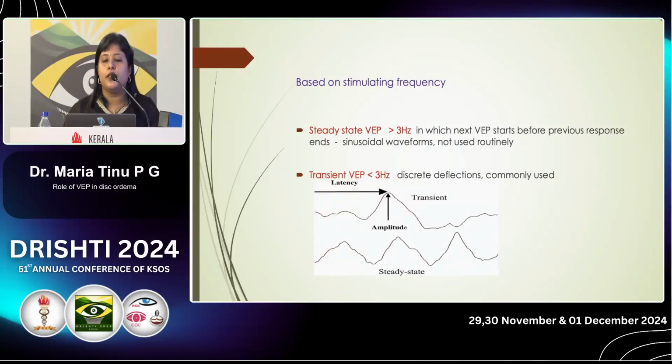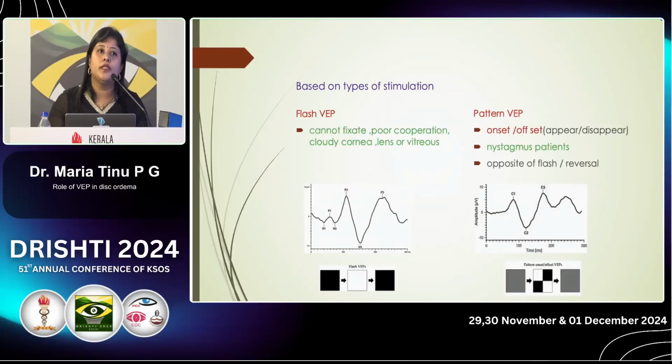Whereas in transient VEP, if the stimulating frequency is less than 3 Hz, we get a discrete deflection, so we get information about the amplitude and latency. This is the commonly used one. Based on the type of stimulation, it can be flash VEP or pattern VEP. Pattern VEP is again divided into onset, offset, pattern reversal, etc.